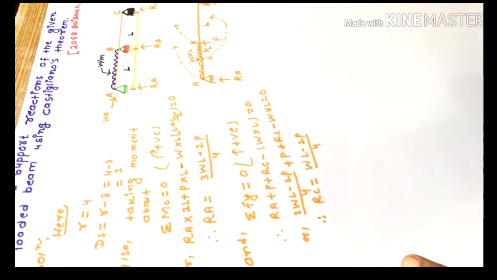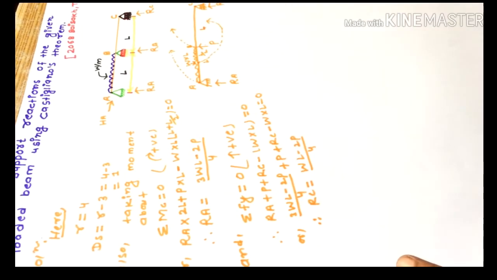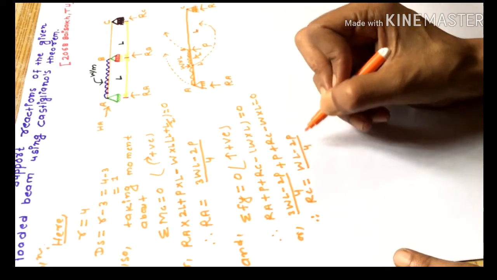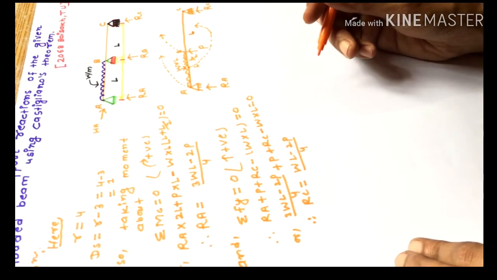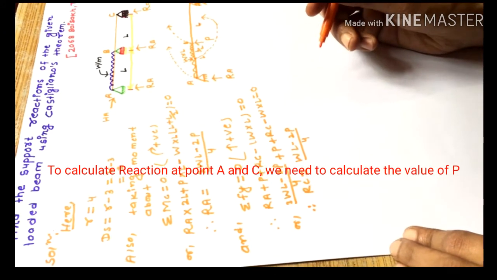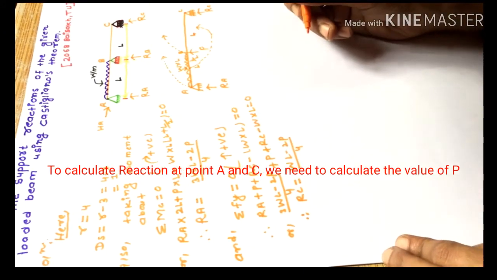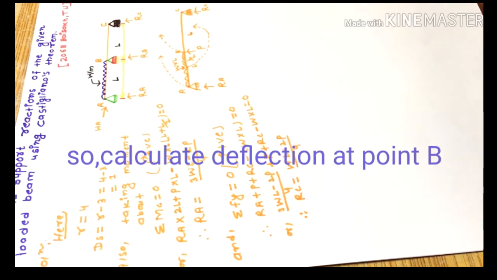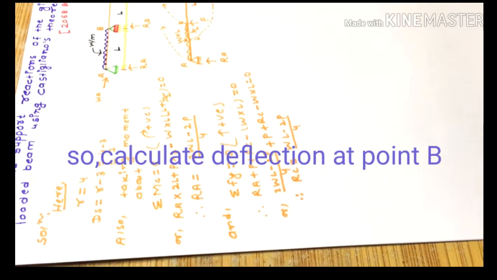In this way, to calculate the reaction at the support, first we have to calculate the term P. So let us calculate the deflection at point B. To calculate the deflection at point B we have to calculate the bending moment, and we have to take the derivative of the bending moment with respect to P. So let us calculate the deflection at point B.